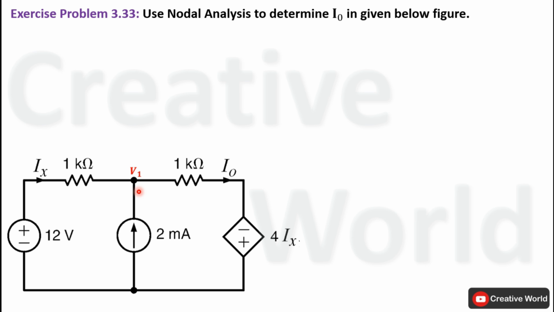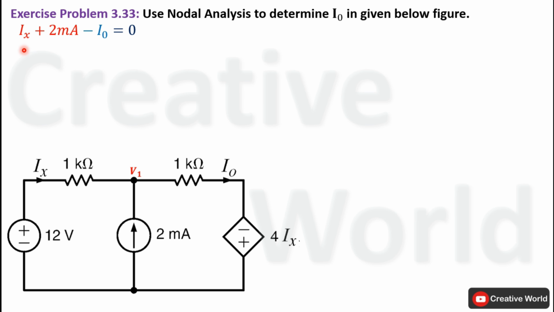In next step, we have to label all unknown branch currents along with their directions, but in this case, all branch currents with their specific polarities are already given in this scenario. Now we will apply Kirchhoff's current law on this node to find out its node voltage equation. On this node, two currents are entering, 2 mA and Ix, while only one current is leaving, that is I0. Leaving current is taken with negative sign while entering currents are taken with positive sign.